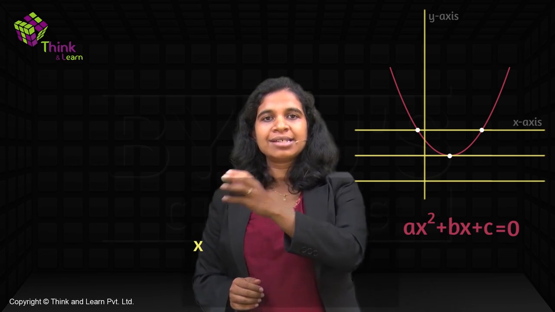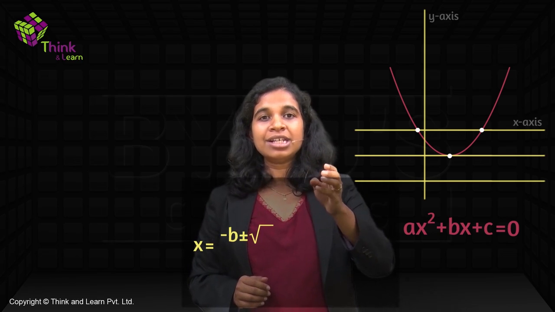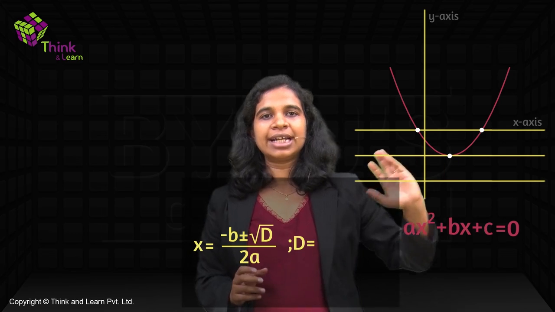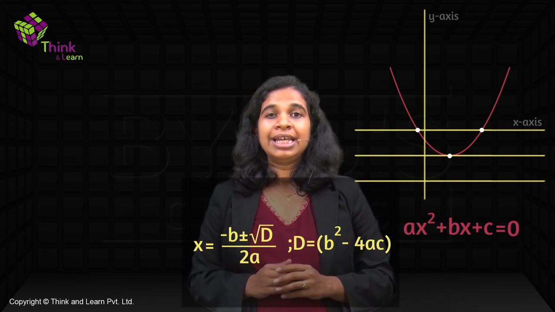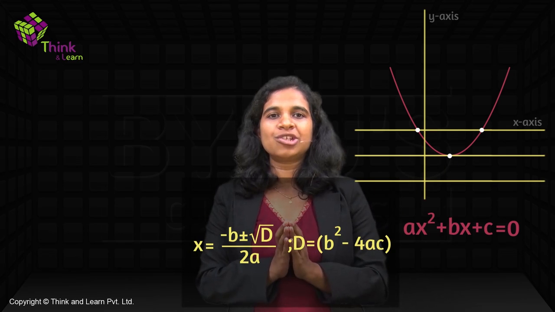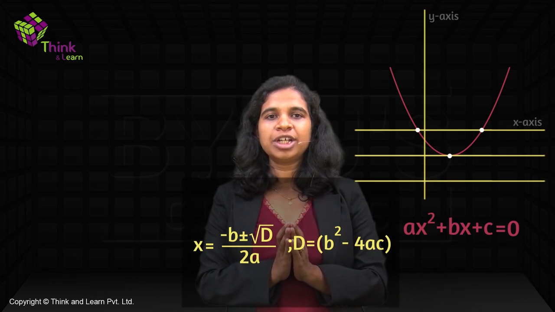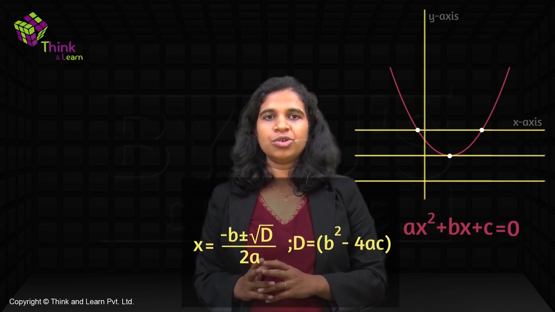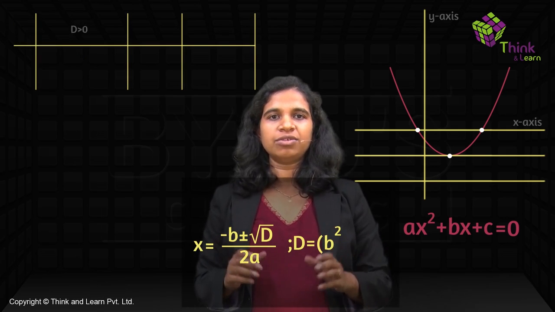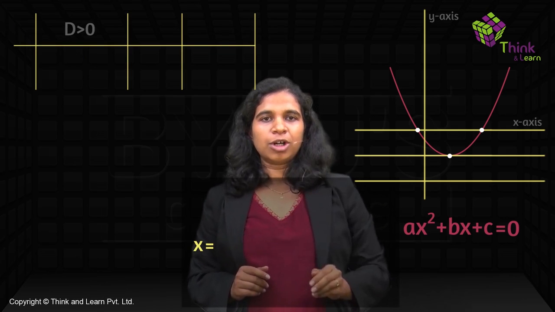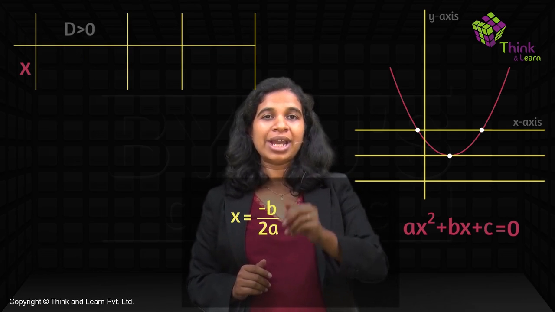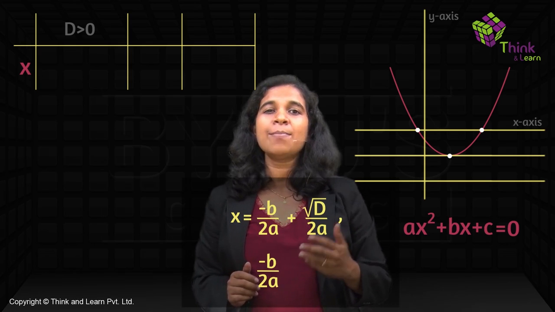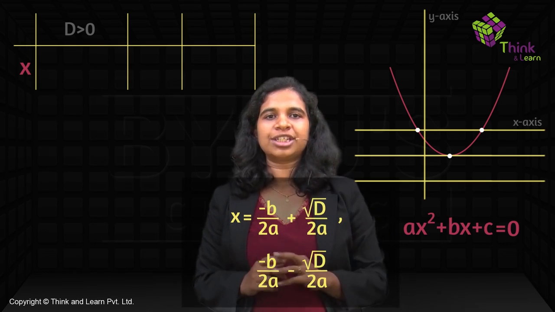You know that the value of x is minus b plus or minus root of d by 2a. That's how you find it, where d is nothing but b squared minus 4ac. Now d is what tells you the nature of the roots, because look at this equation. When d is not equal to 0, that is if d is positive, then you will get 2 roots, because one value will be minus b by 2a plus root d by 2a, second value will be minus b by 2a minus root d by 2a. So 2 distinct values.